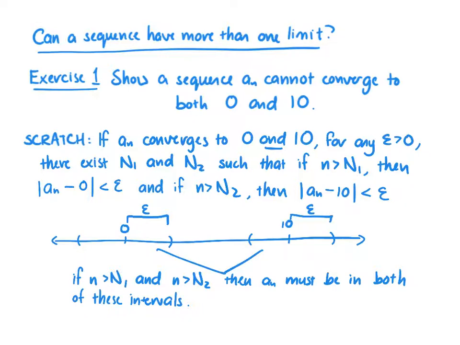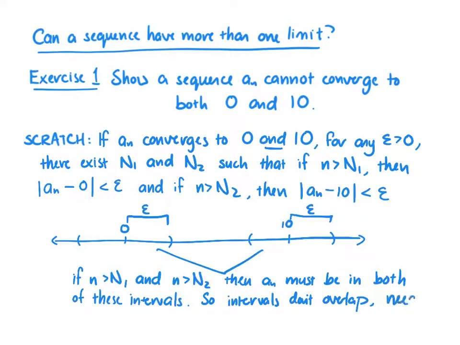So what can we say here? Well, the little neighborhoods, these intervals, they can't overlap. If they overlapped, then it would be possible for AN to be inside of both. To make sure they don't overlap, epsilon can't be bigger than 5. So the intervals don't overlap.